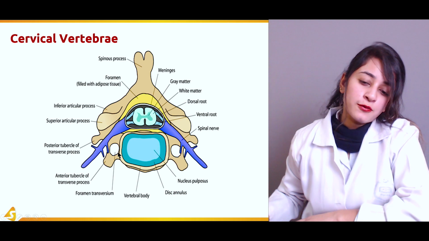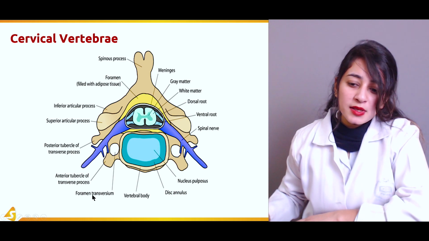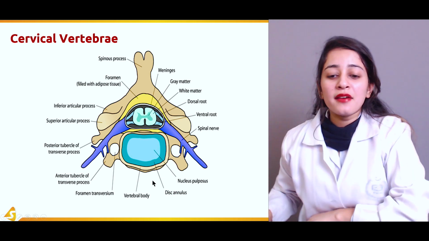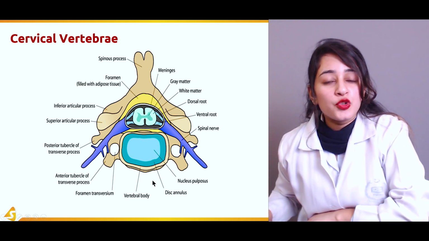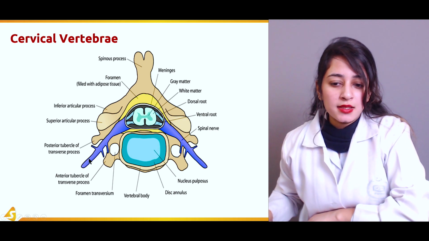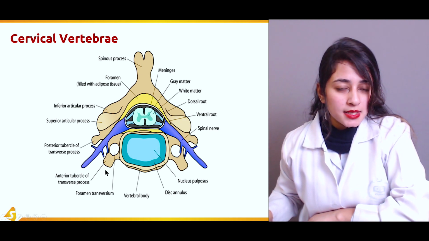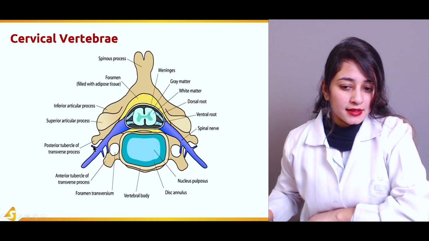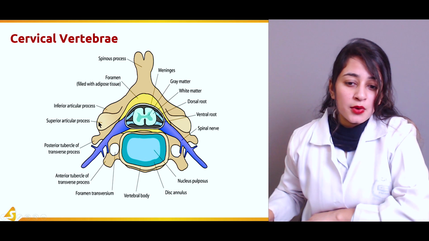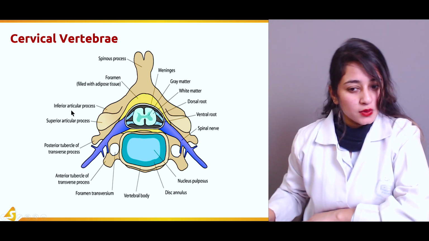Then we have this white foramen. The small foramens are the foramen transversarium, 1 and 2. They're 2 in number. Then we have the anterior tubercle of the transverse process and the posterior tubercle of the transverse process. These two are the transverse processes. This is the anterior one and this is the posterior one. Then we have the superior articular process and the inferior articular process.